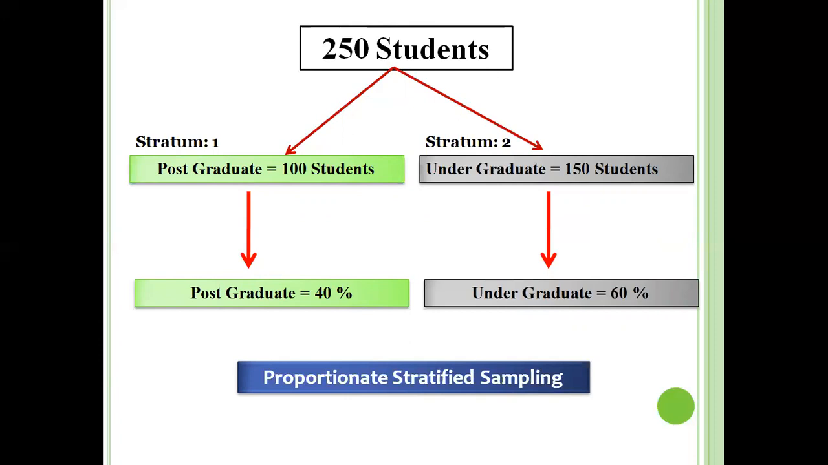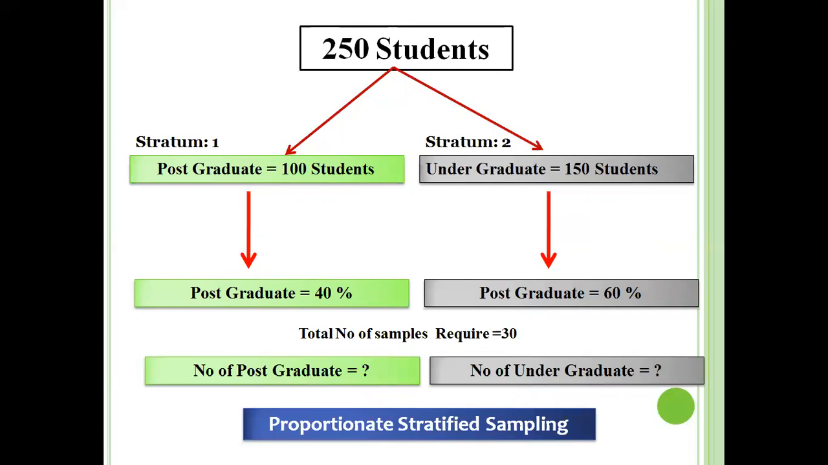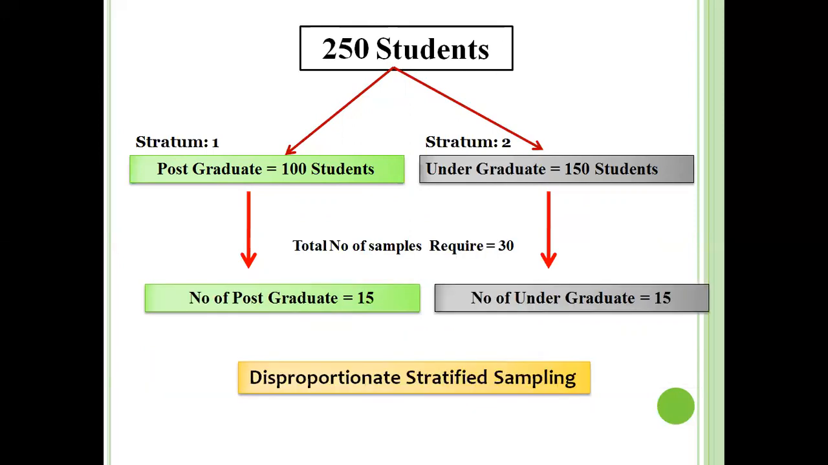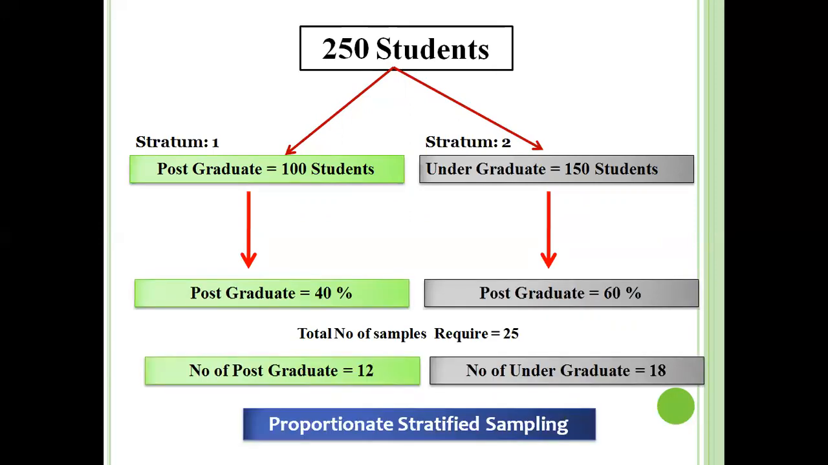So now let's say in that study, we are required to collect 30 samples. 30 students we need. So now 40% of 30 will be how many? How many samples should we collect from postgraduate and how many should we collect from the undergraduate? We'll get the result of 12 students should be collected to represent the postgraduate, and 18 will represent the undergraduates.